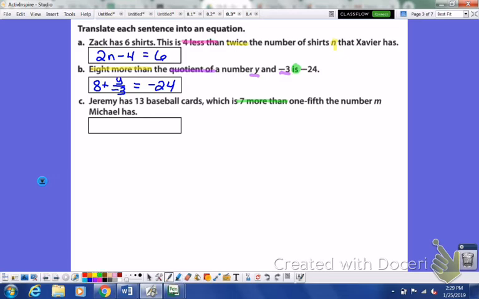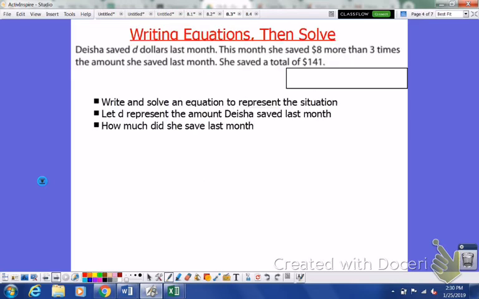Part C. Jeremy has 13 baseball cards, which is 7 more than 1/5 the number M Michael has. So again, 7 more than, that's our addition. Now addition could come first or second, it doesn't matter, the only order matters with subtraction, like in part A. So 7 more than 1/5 the number M, so 1/5 times M, and then we know Jeremy has, so there's your equal, so 7 plus 1/5 M equals 13. So there's a couple examples of writing out the equation. If we flip to the next page, we're going to write the equation and then solve it.